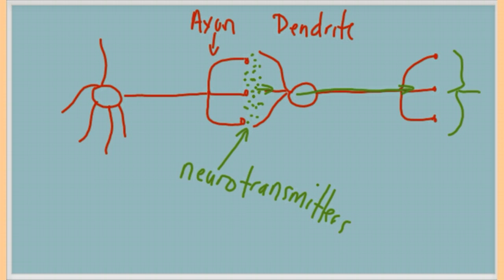It is released from the axon, the dendrite picks it up, carries it to the axon, another dendrite picks it up, and so forth. Between the space here, where there is an axon and a dendrite, this space is called a synapse. S-Y-N-A-P-S-E. So a synapse is a space between an axon and a dendrite.